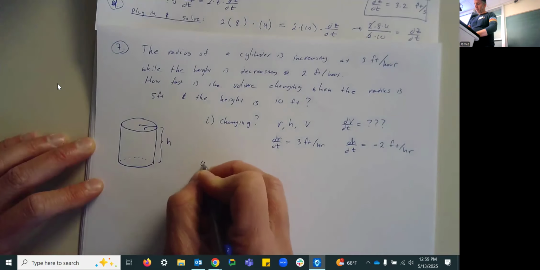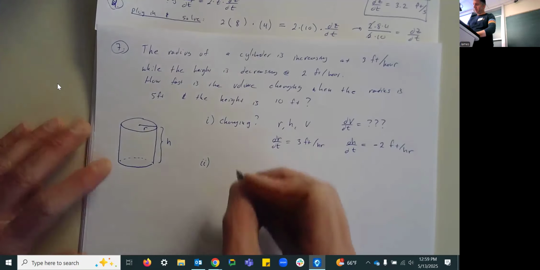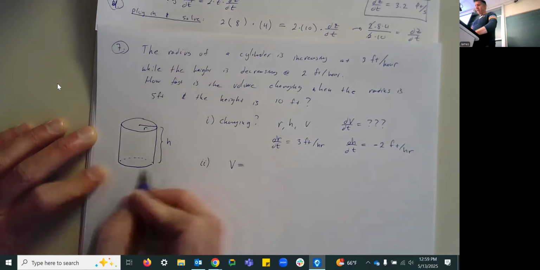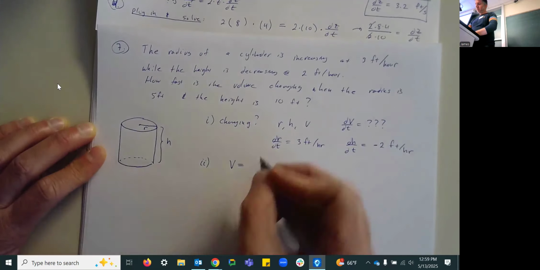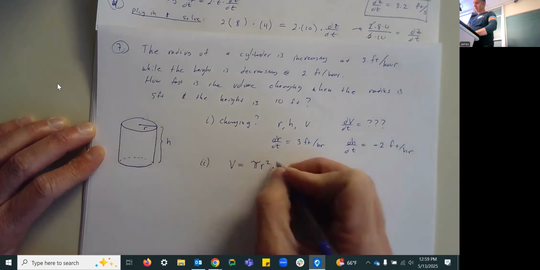We want an equation relating all the things we know and are trying to find. So in this case, we need the equation for the volume of a cylinder. The volume of a cylinder is the base area, which is the area of a circle, so it's pi r squared, multiplied by the height.